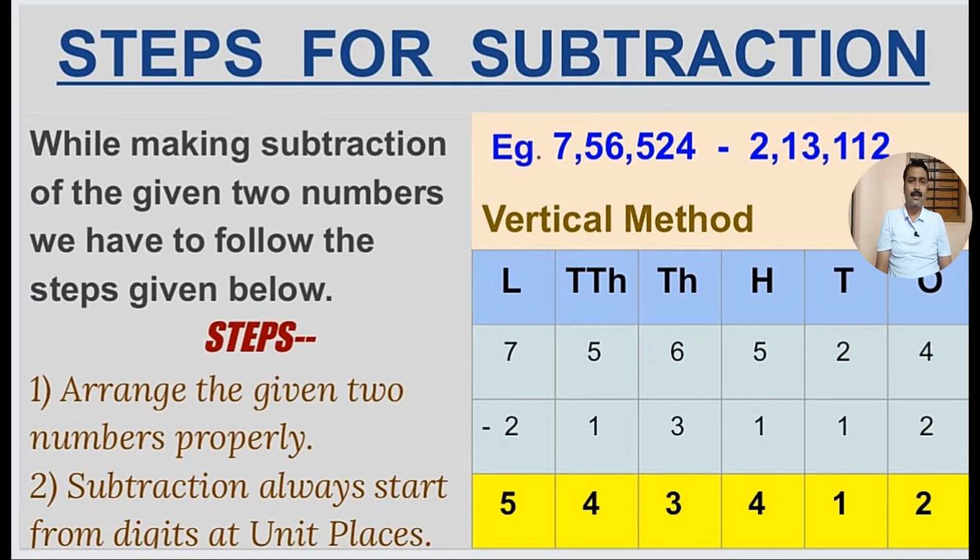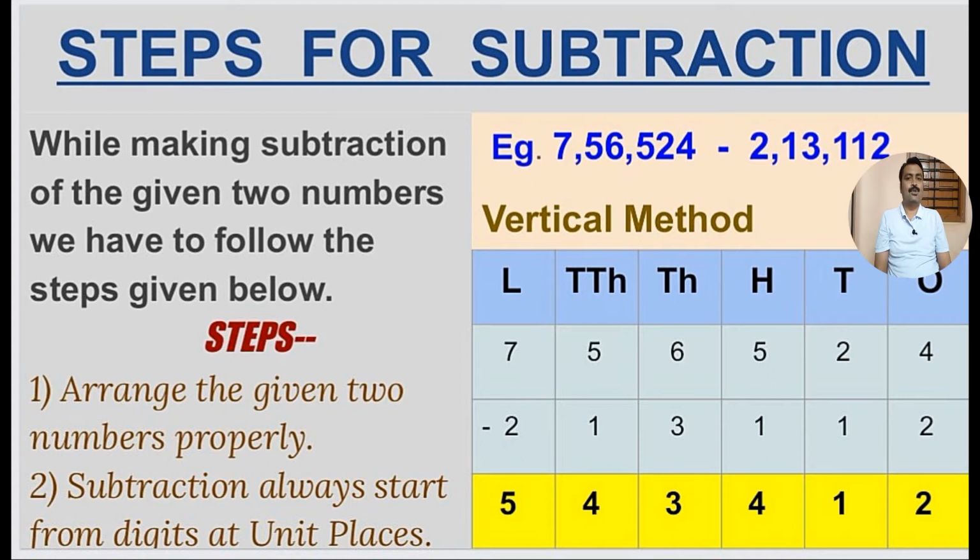Now the steps that I am presenting in front of you are parallel to the addition process. The first step: arrange the given two numbers properly, that is, in vertical arrangement or vertical method. Addition as well as subtraction, these first two operations on numbers, we always carry out in the vertical method, and in the vertical method we have to arrange those numbers below each other in the proper way. So that is your first step.